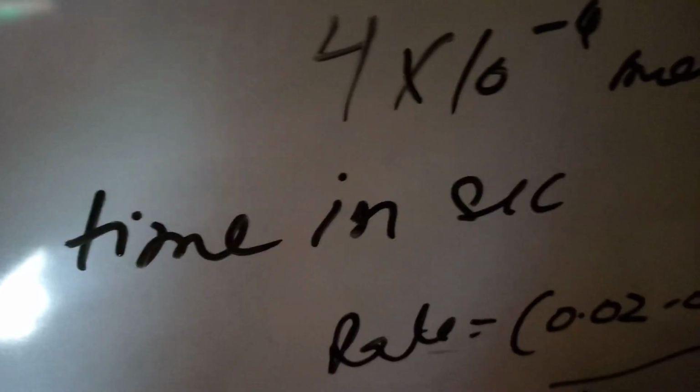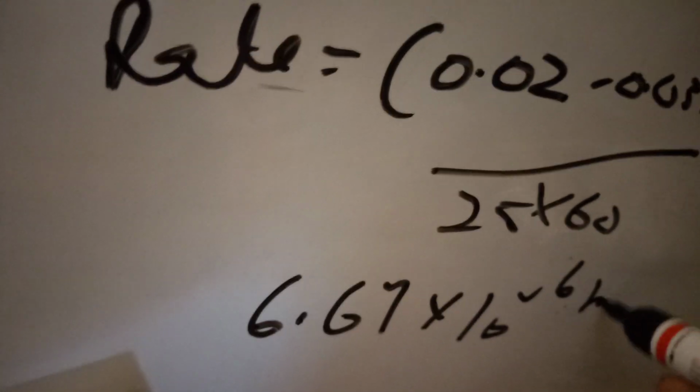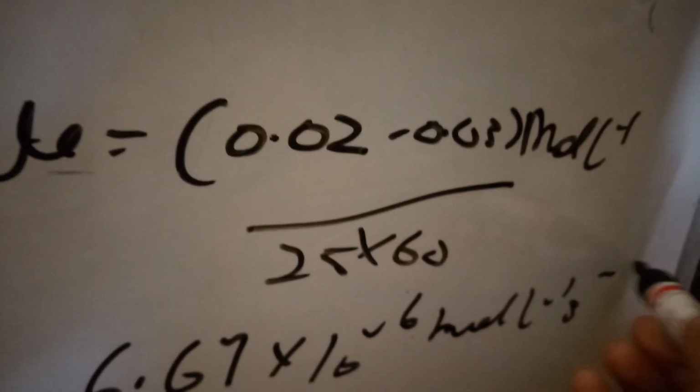If we do the time in seconds, since this is in minutes, we have to convert it to seconds. So rate is equal to 0.02 minus 0.03 as it is, and 25 into 60 for seconds, mole liter inverse. So our required answer is 6.67 into 10 to the power minus 6 mole liter inverse second inverse. This is our required answer.